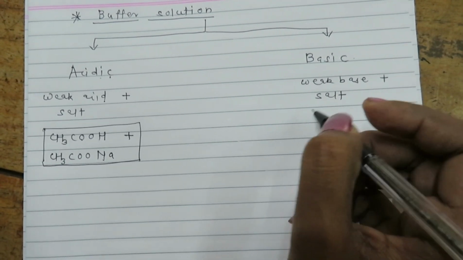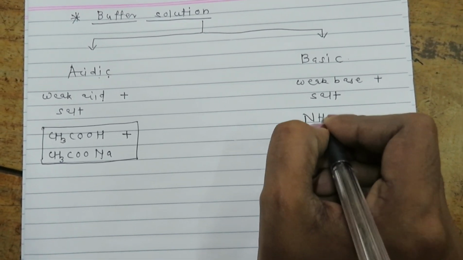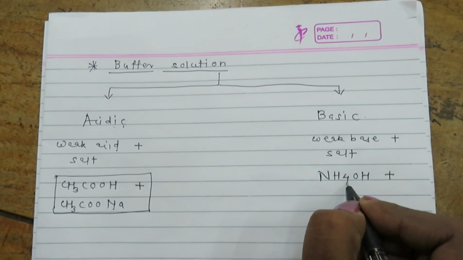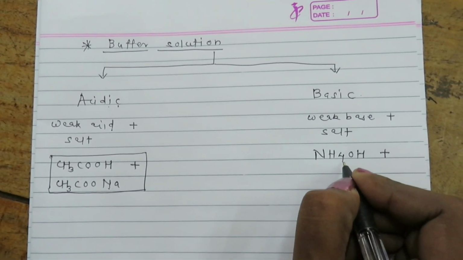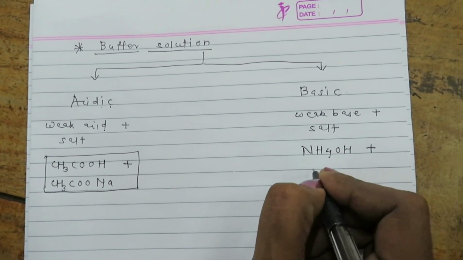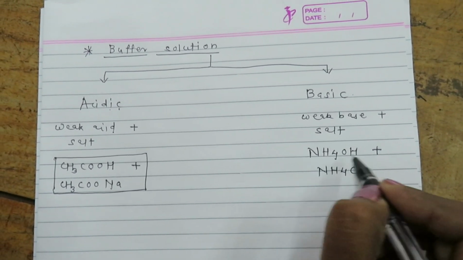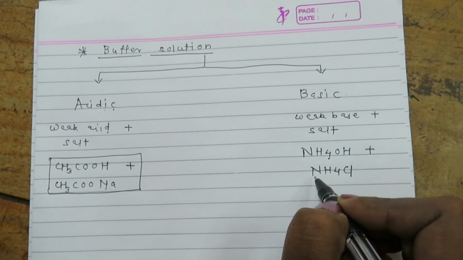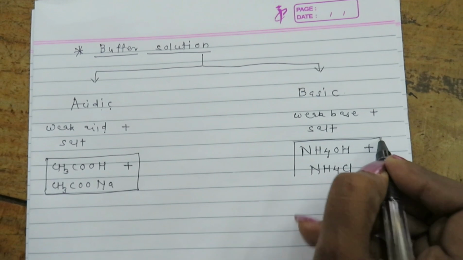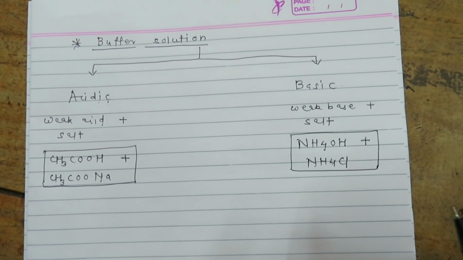So this is the example of acidic buffer. Now we will consider the example of basic buffer. For that we have to take a weak base, NH4OH, mixed with the salt of strong acid. If NH4OH is mixed with the strong acid HCl, the salt formed is NH4Cl, and the mixture of ammonium hydroxide, the weak base, and its salt of strong acid, ammonium chloride NH4Cl, will form a basic buffer. So this is the example of basic buffer.